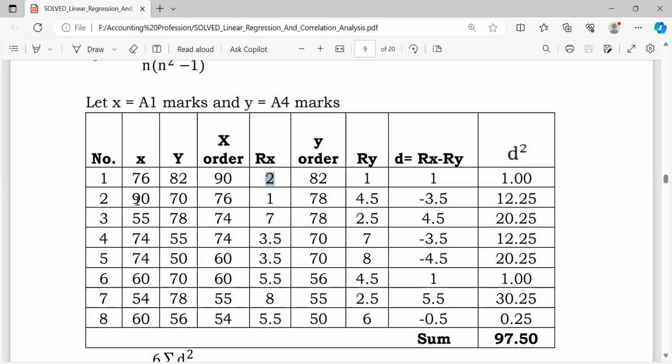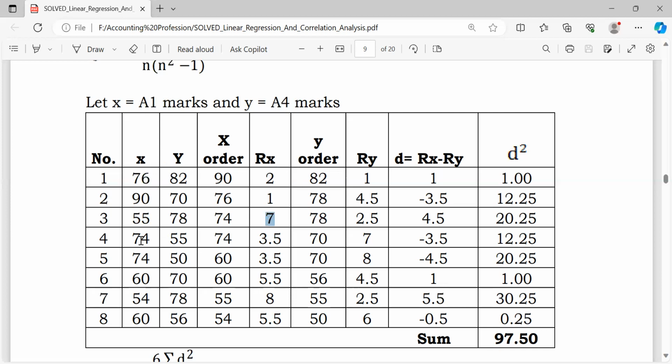Okay, we go to 90. 90, come to X order. 90 is here. It is obviously on number 1, so on 90 here, I would say number 1. All right, you go to 55. Search for 55 here. You would find it here, number 7. There is just one 55, this one. So it's on rank number 7.